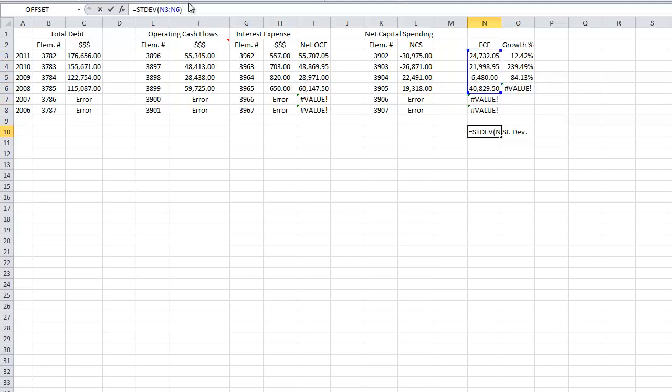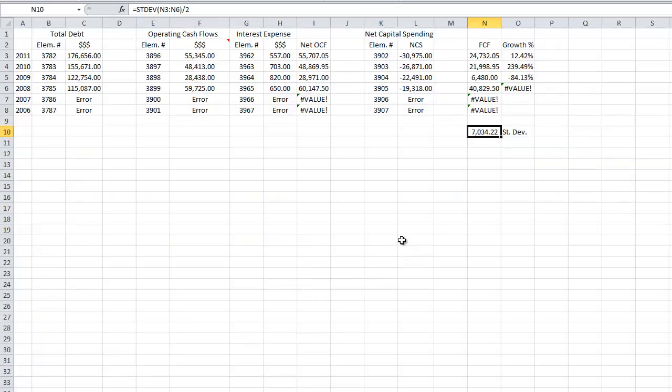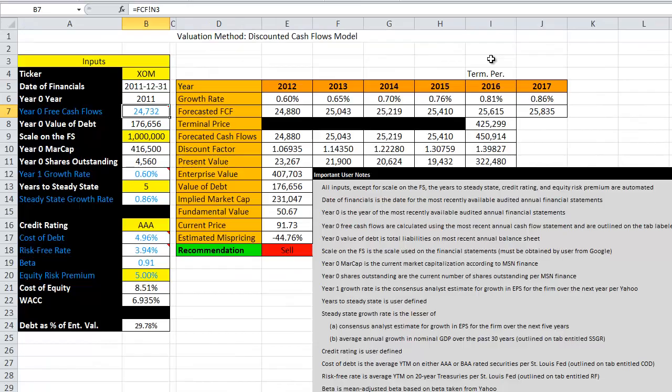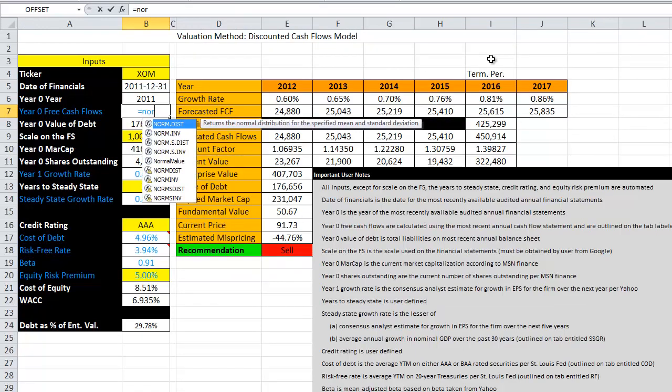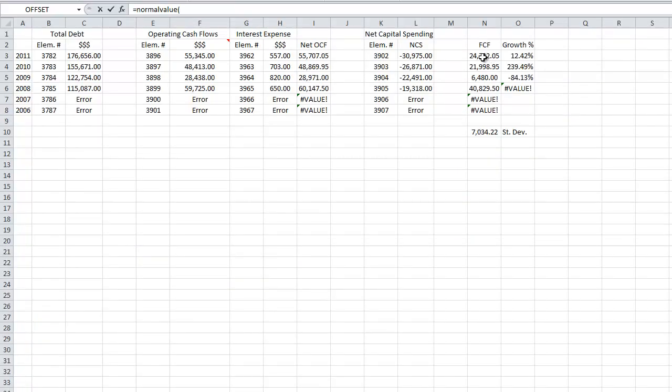So what I'm going to do is divide that in half just to give me a more reasonable standard deviation. Then, up here, instead of just linking this to my year zero free cash flows, I'm going to turn this into a normal value. So we're going to pull it from a normal distribution. I'm going to use the last cash flows as my mean, and I'm going to use this number that I concocted as my standard deviation.